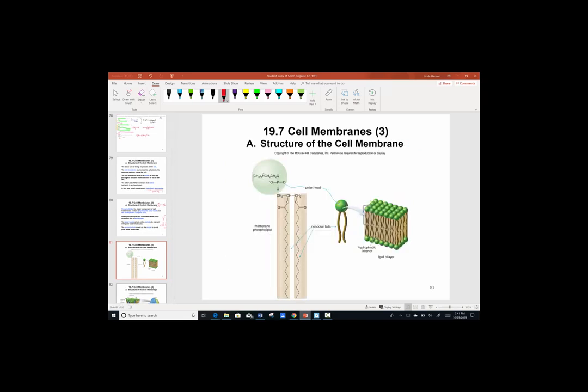And here's a structure far better than the one that I just drew. Here is the head, the phosphate ion. Here is the tail, those long carbon fatty acid chains, and that general structure, the heads and the tails. And we call this a phospholipid bilayer, where the heads point out and the tails point in. Hydrophilic, hydrophobic.